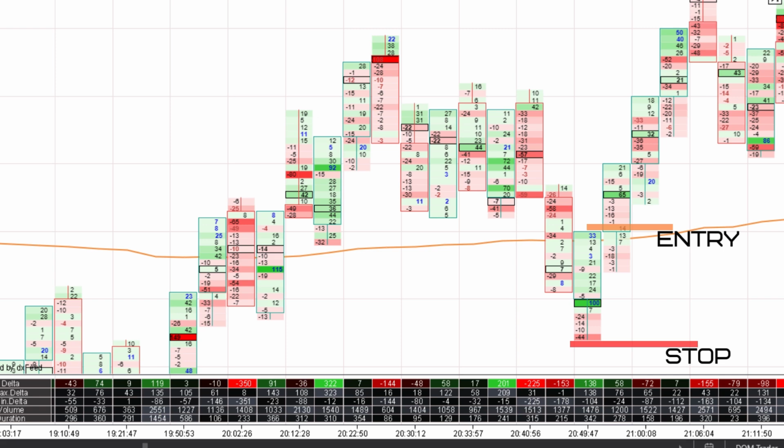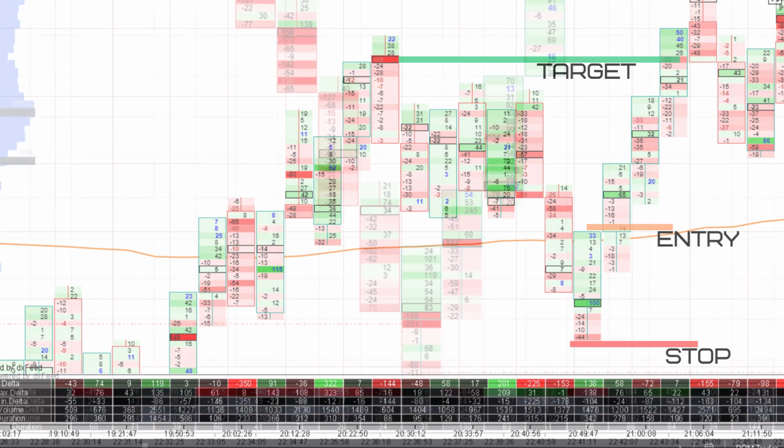We haven't rushed into a position, we haven't blindly entered, we have waited for evidence to confirm our trade idea. And where could we target? Well, another high delta node. In this case, this trade would have been roughly 25 ticks.